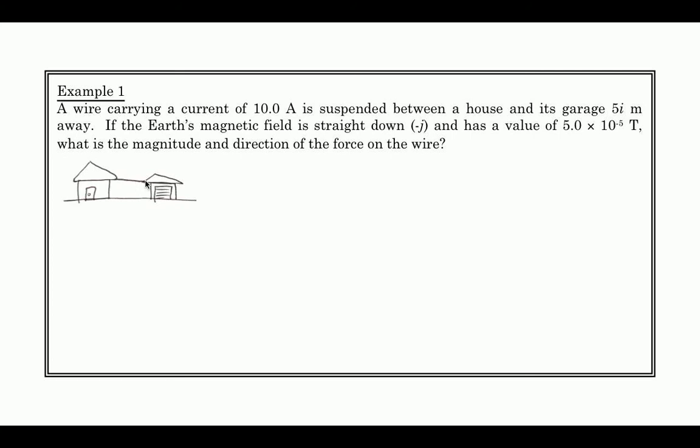Here's our little diagram of our house and the garage, and here's a wire that's running from the house to the garage. It's 5 meters long, and the current would flow from the house to the garage in this case. So we know the current and its direction, we know how long the wire is, and we also know what the magnetic field is, and it happens to be straight down.